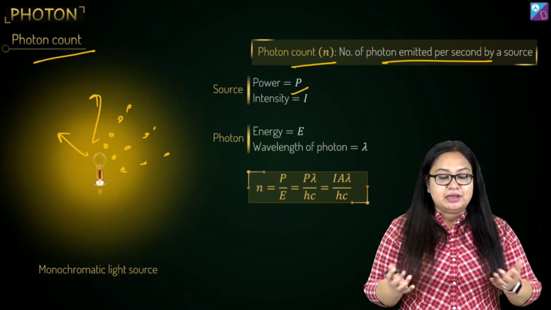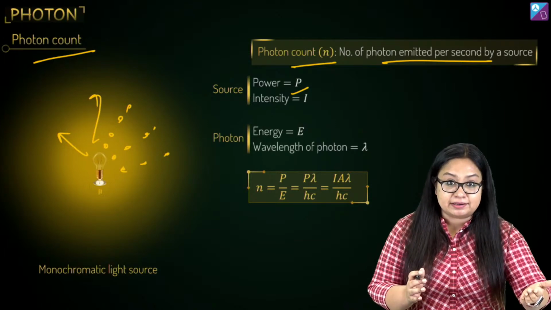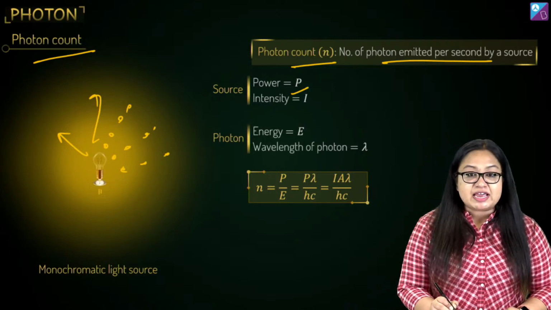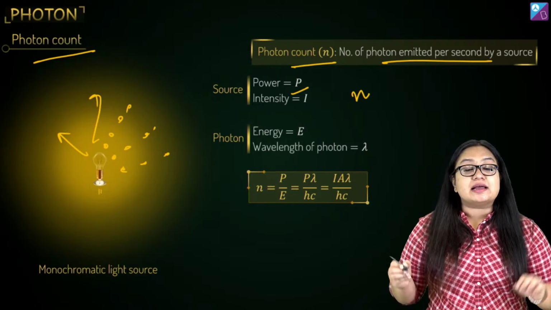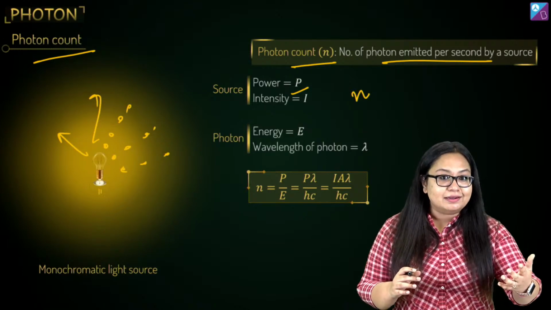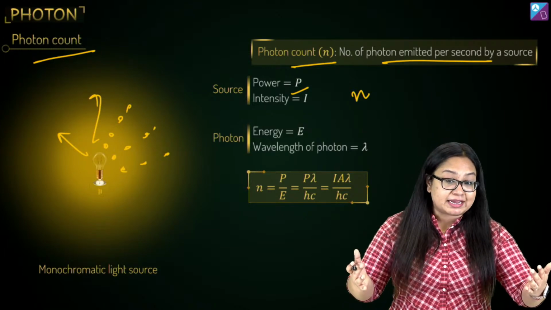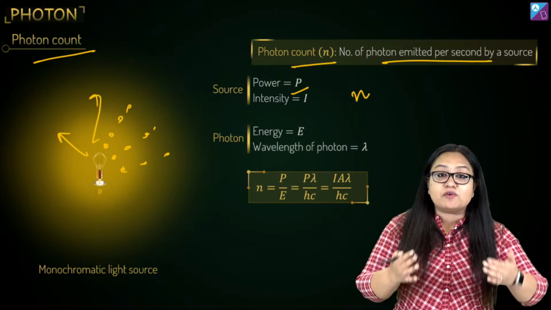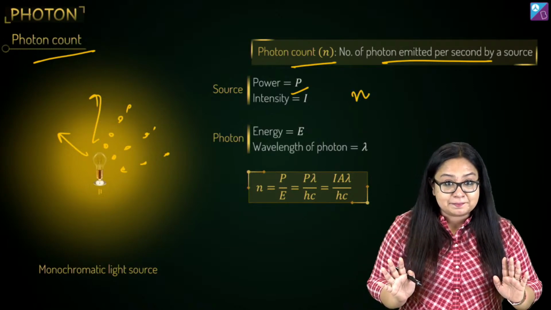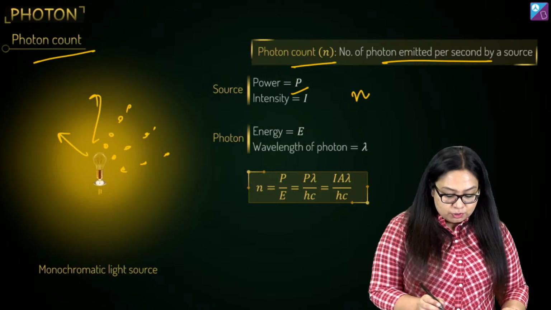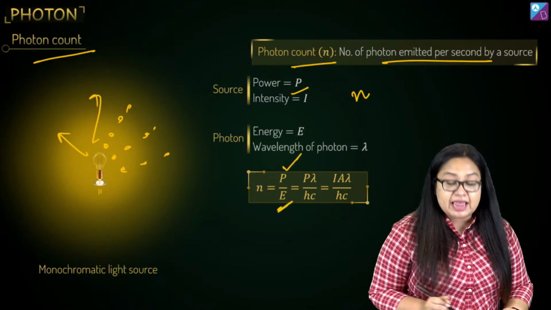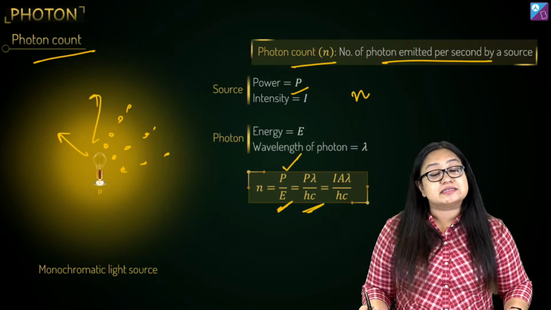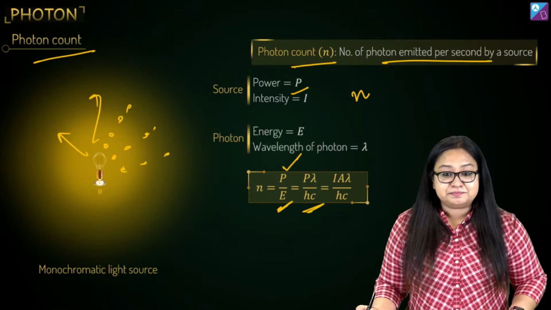Think about it. Power is energy per second, and this energy is coming in terms of photons. So if n number of photons are coming out per second, then the total energy coming out per second divided by the energy of one photon will give you the number of photons coming out per second. Make sense? That's what we do. Power divided by energy of one photon gives the number of photons per second. Right?